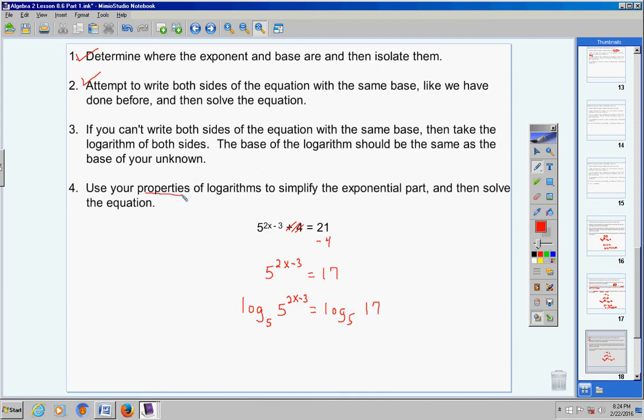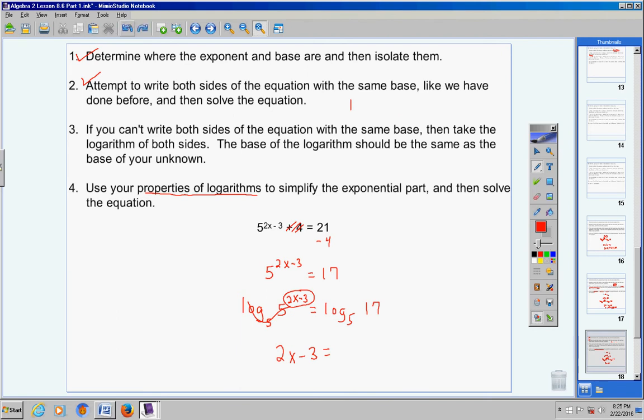Now use your properties of logarithms. When this number here matches this number here, everything's gone except the what? Exponent. So I'm left with what? 2x minus 3 equals what? Now be very careful here. Don't write this. Listen to me. Guys, I hope that you've not forgotten what you learned about a week ago or so. Does your calculator do base 5s? Does it or not? No, your calculator does base what? 10 and base what? E.